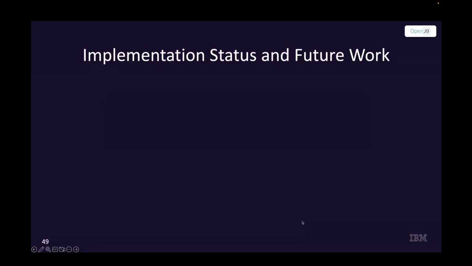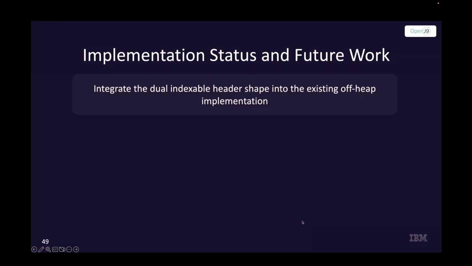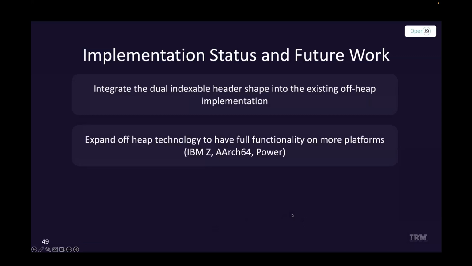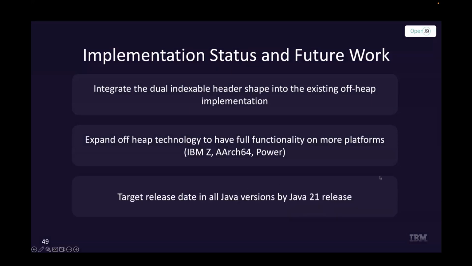Now, implementation and status and feature work. So first one, integration of the dual header shape into the existing offheap implementation. So the dual indexable header shape has been, the GC part has been checked in, and the JIT part is under review. Once those are checked in, we will need to pull those changes into our offheap work and investigate if there are any failures. Now, so far, most of the testing has been done on X. Our next goal is to expand the offheap technology to be fully functional on additional platforms, so IBM Z, AArch64, and Power. And so the target release date in all Java versions is Java 21 for the offheap technology.